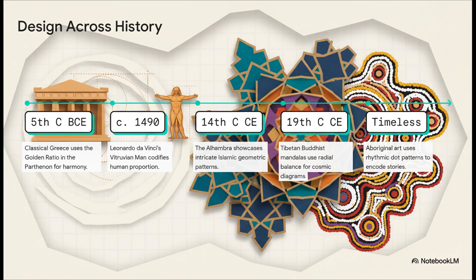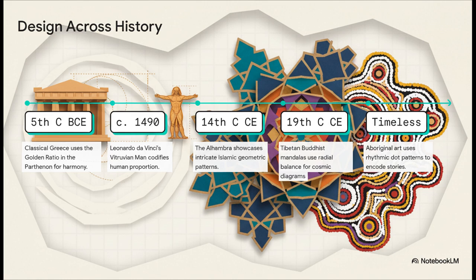Go back to ancient Greece. The Parthenon was built using the golden ratio for this perfect mathematical sense of proportion. Jump forward a few centuries, and there's Leonardo da Vinci using those same ideas in his Vitruvian Man. Or look at the Alhambra Palace in Spain, and you'll see these absolutely breathtaking geometric patterns that are just masters of rhythm and unity.